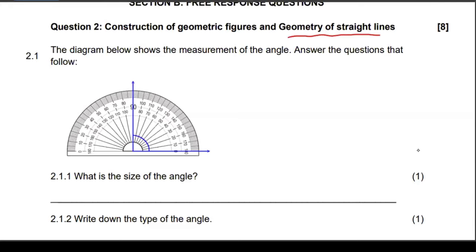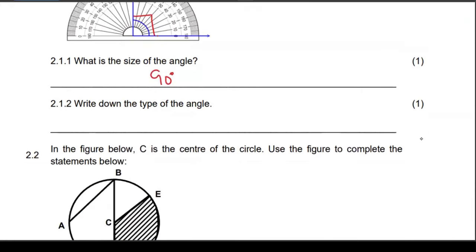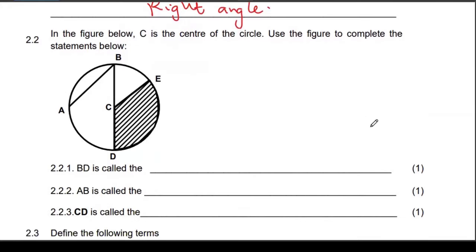The following diagram below shows the measurement of an angle. Answer the questions that follow. What is the size? So we can see that all of this is a 90 degree. So what type of angle is this? 90 degrees is known as a right angle. Then 2.2, in the figure below, C is the center. Use the figure to complete the statements below.